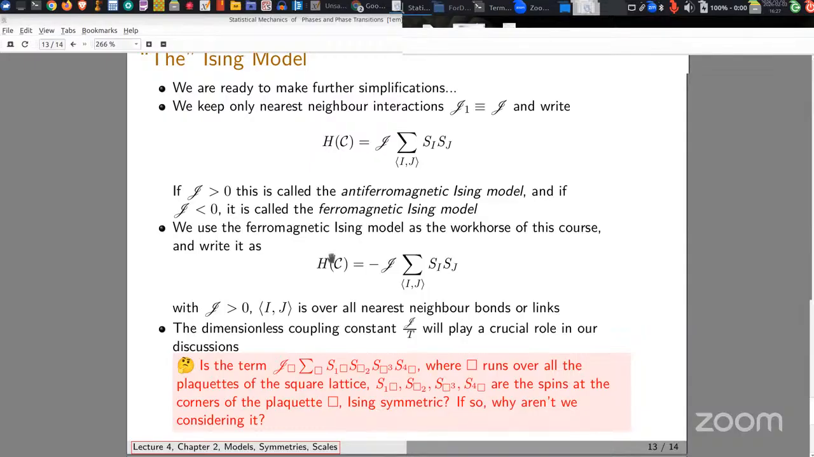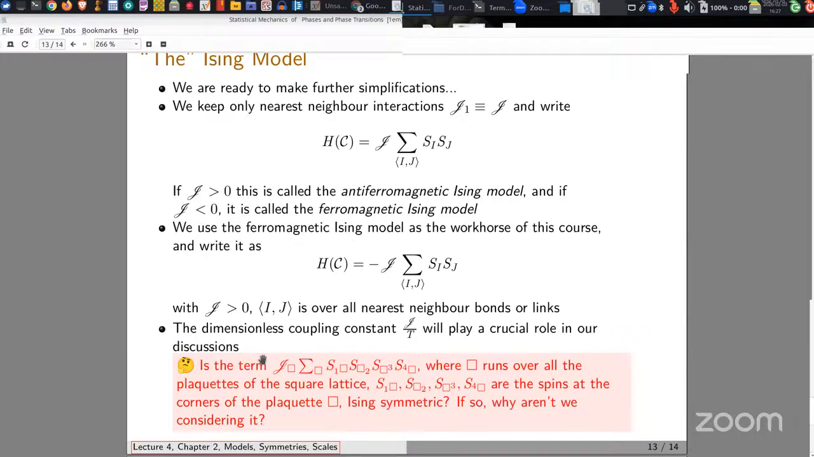So the point is, we are not considering this because later in the course we'll show that terms like this will not change the value of the critical exponents. And why they don't change the value of the critical exponents is the puzzle.